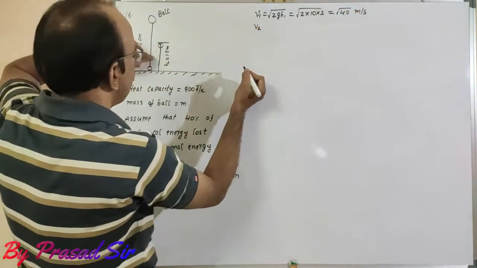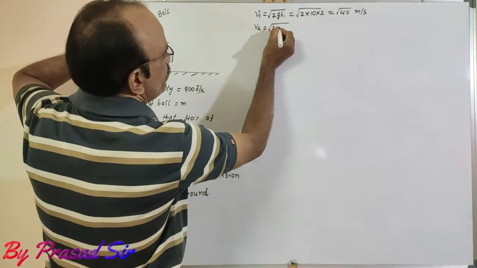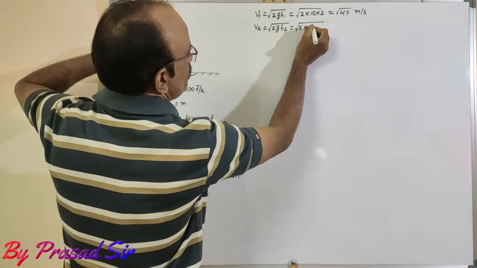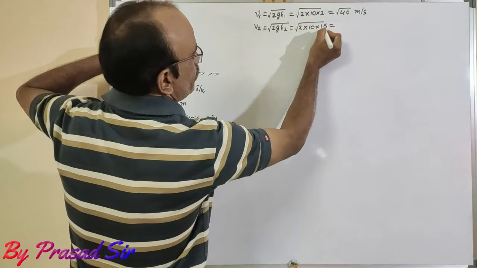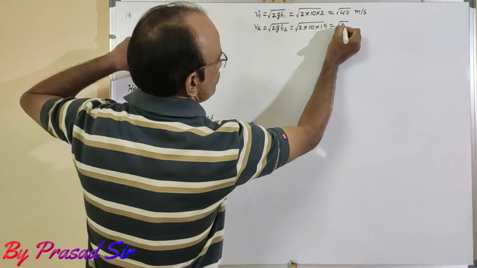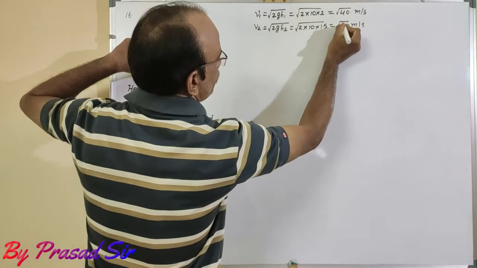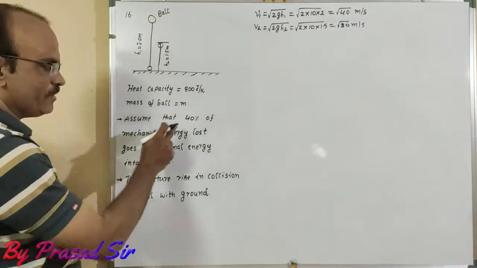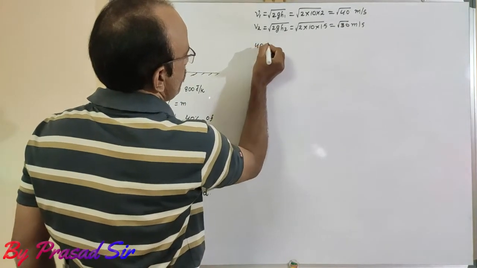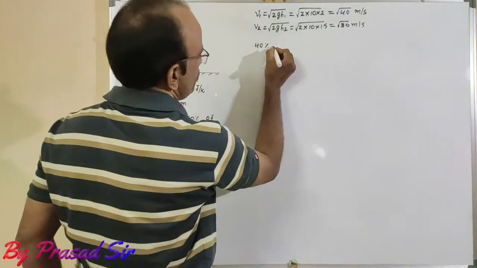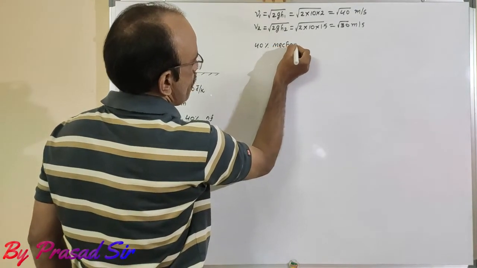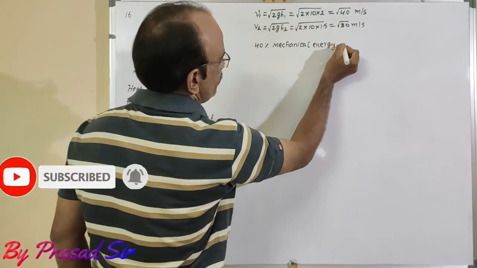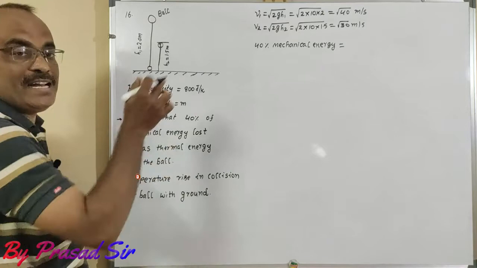And velocity V2 is equal to square root of 2gh2, which is square root of 2 into 10 into 1.5. 2 1.5s are 3, 3 into 10, 30. That is root 30 meters per second. Now two velocities we got. Here, using this, 40% of mechanical energy goes as thermal energy into the ball.